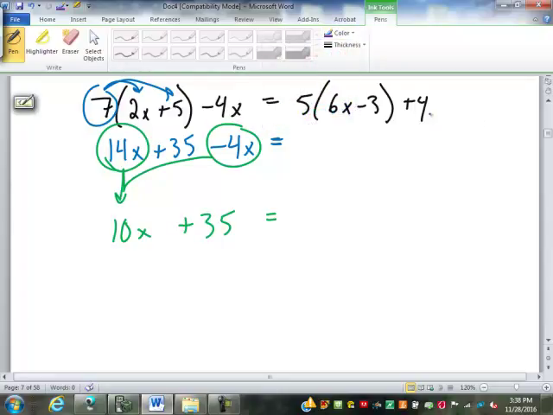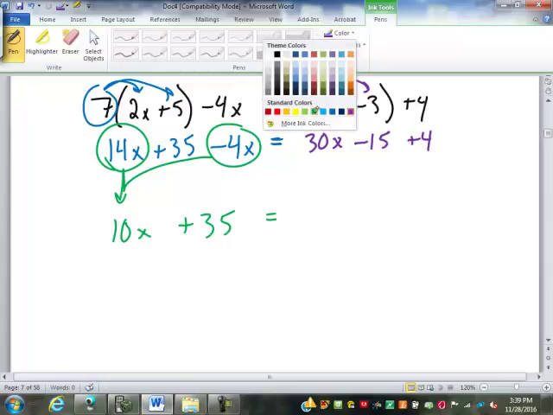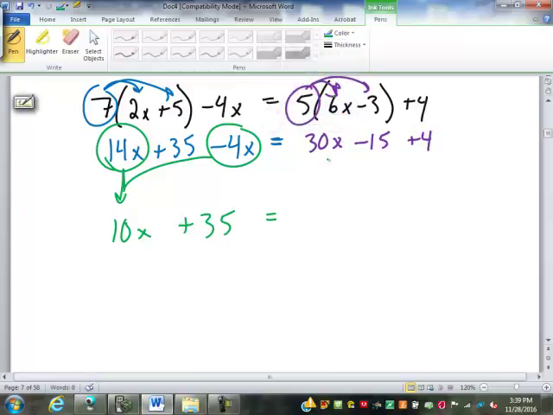On the right side, I'm going to simplify what I can now. And just like before, nothing to do inside the parentheses, so I'm going to multiply by the 5. 5 times 6x is 30x. 5 times negative 3 is a negative 15. And I have to remember the positive 4 there. Now I have to combine what I can. I cannot combine anything with the 30x, but I do have negative 15 and positive 4 makes negative 11.